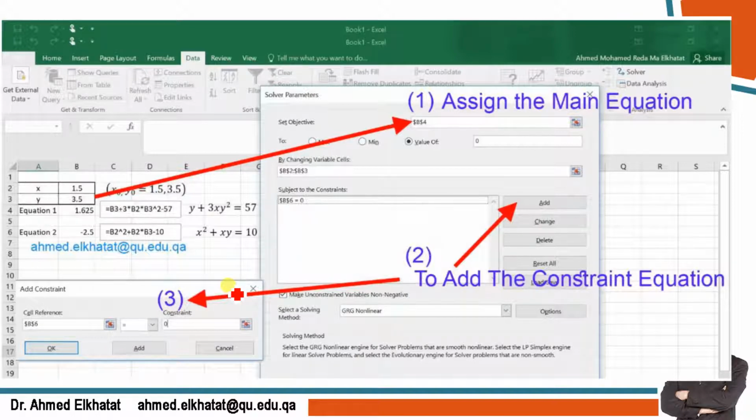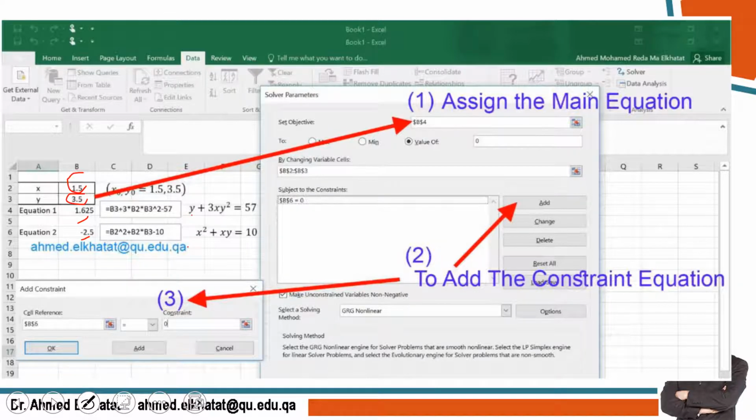Here we have the initial guess 1.5 and 3.5, and we have equation 1 and equation 2. In the Solver, this will be our objective. We will choose one of them.